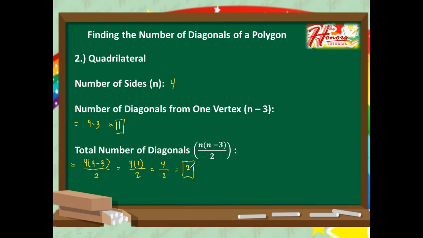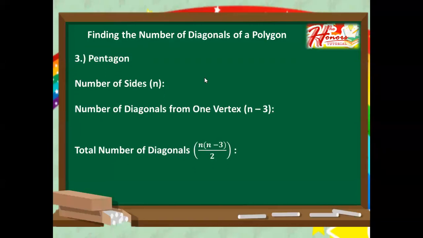So therefore, for quadrilateral, number of sides is 4. Number of diagonals from one vertex is 1, and the total number of diagonals is 2. Let's have another example. For number 3, we have here the pentagon. For number of sides of a pentagon, that is 5. So now for us to be able to determine the number of diagonals from one vertex, let's substitute 5 to n here in the formula. So that is 5 minus 3. So 5 minus 3, that's 2.